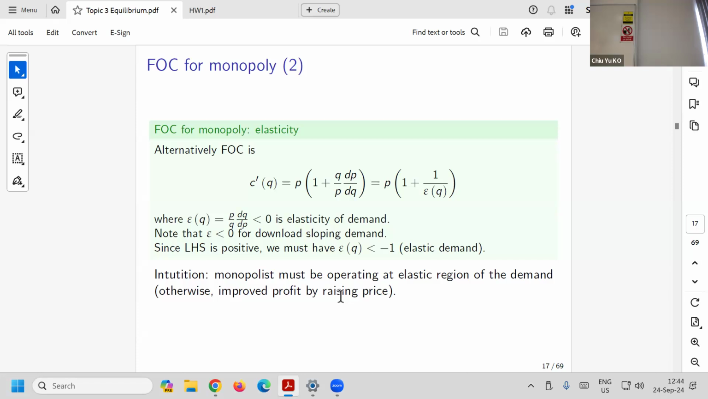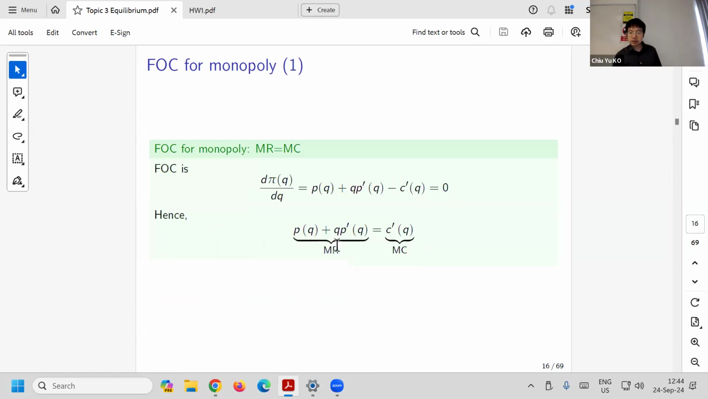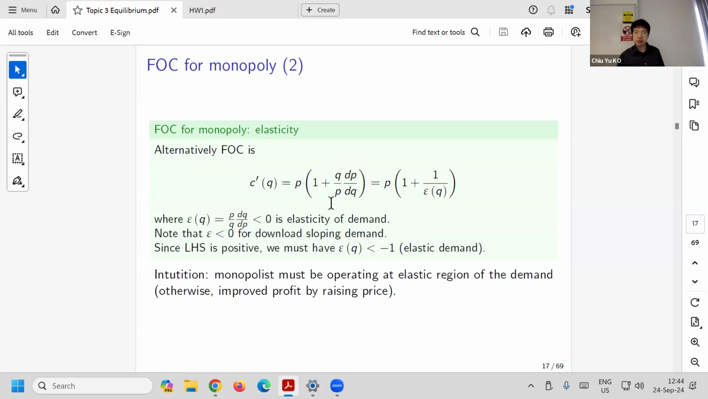And for application, usually we assume the SOC is satisfied by definition. So we can rewrite this. It's often you see this in applications. We rewrite the left-hand side, which is P plus Q P prime. You just write this as elasticity, because this is Q. You take the P out, then 1 over Q over P. This is P dP dQ, so this is a P prime. Take the P out.